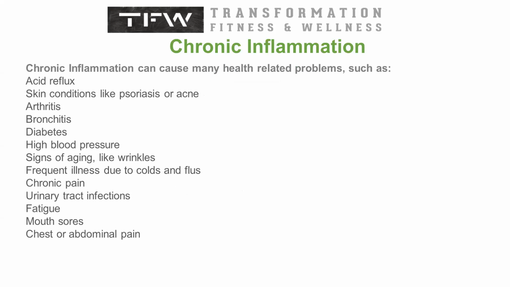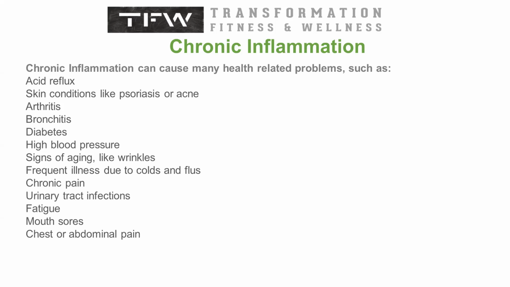So when we talk about chronic inflammation, it can cause many health-related problems, and I'm going to go through some of these, because if you have chronic stress, this may be a result of what's going on. Acid reflux, skin conditions like psoriasis or acne, arthritis, bronchitis, diabetes, high blood pressure, signs of aging like wrinkles. If you see the president coming in, his first picture and the picture going out, if he's served a term or multiple terms, the aging process on the president is always interesting. You'll see the wrinkles and aging from that stress component that they're under leading the nation.